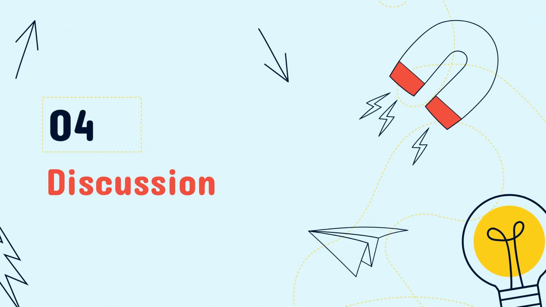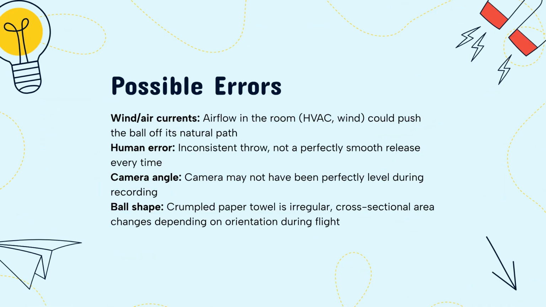For my possible errors, there are a few things that can explain the gap between my drag model and reality. Air currents in the house, slight inconsistency in my throw, the camera angle, and the fact that the crumpled paper towel doesn't have a perfectly consistent shape or cross section could have affected my data.